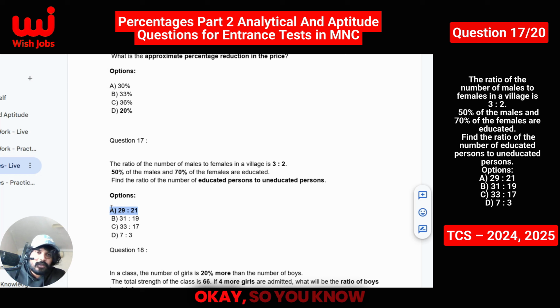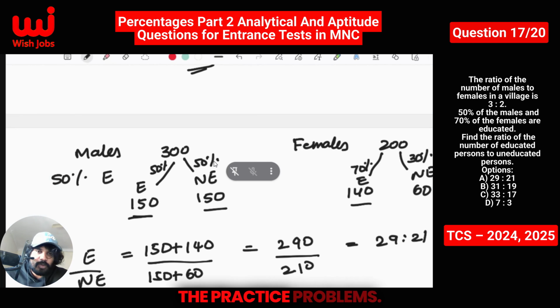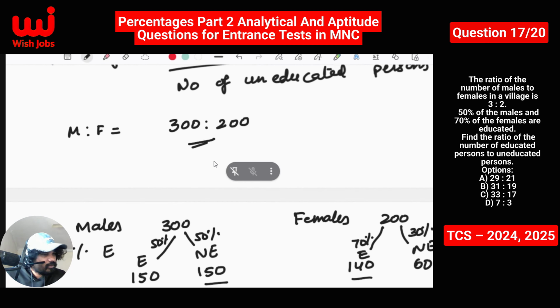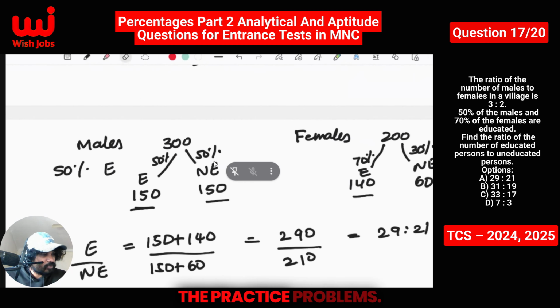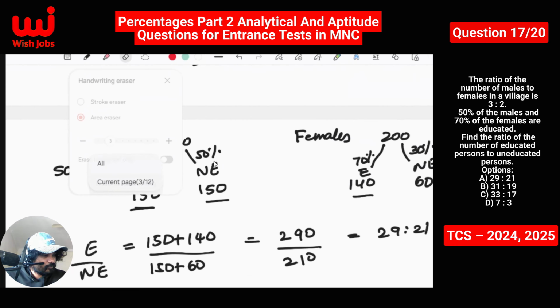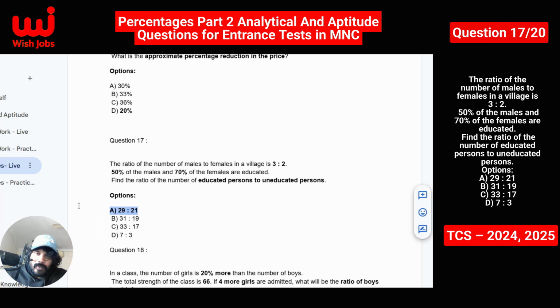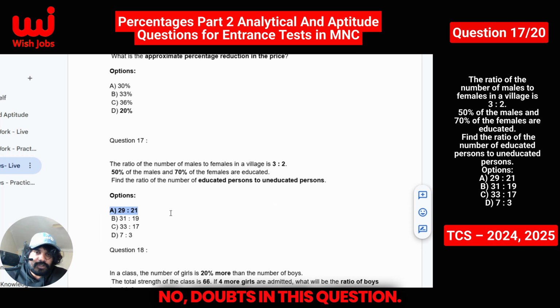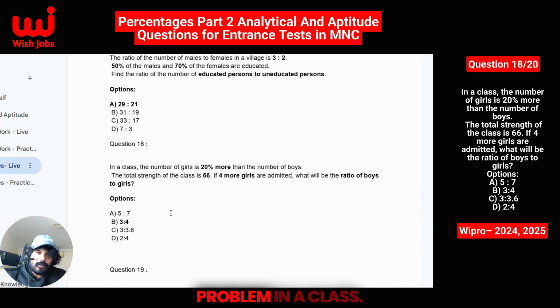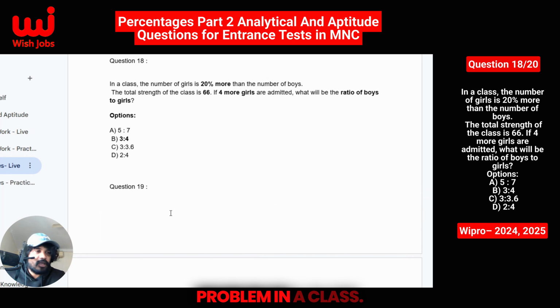Okay, so you know the problem. You can do the practice problems. This is the 17th problem. Easy, right? No doubts in this question. Yeah, so we'll do the 18th problem. In a class, okay, question number 18.